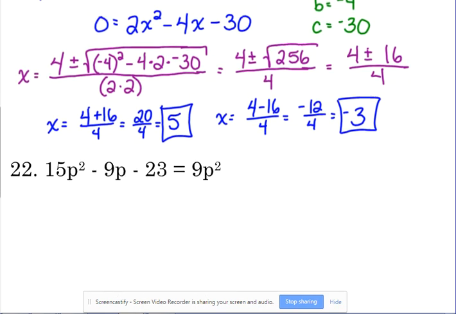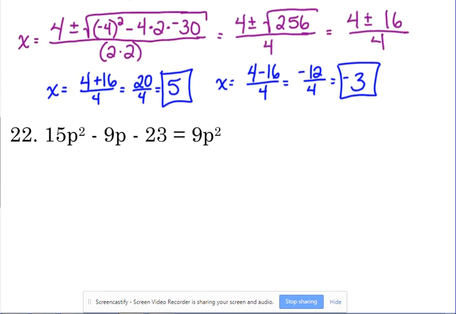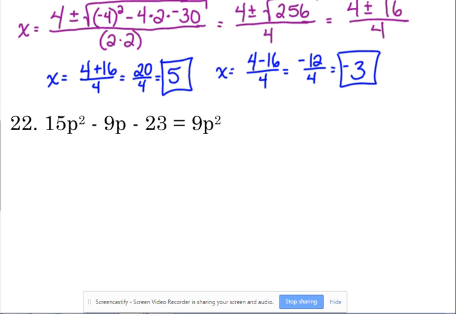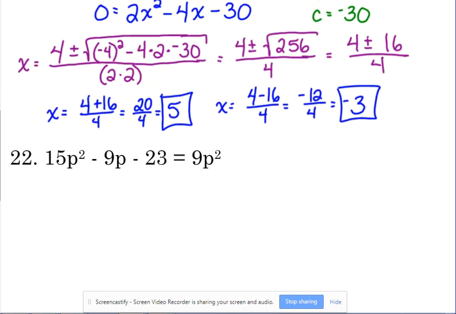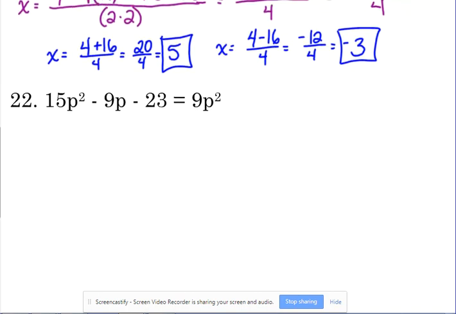Okay, let's look at number 22. This one is not factorable. I'll go ahead and tell you that ahead of time. 15p squared minus 9p minus 23 equals 9p squared. We've got to start the same way. Got to get everything on one side. Let's move the 9p squared since it's over there by itself. So 15 minus 9 is 6. 6p squared minus 9p minus 23 equals 0.